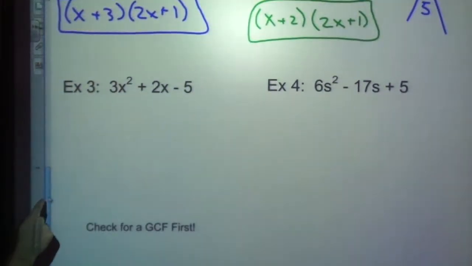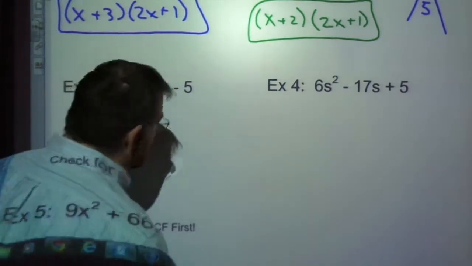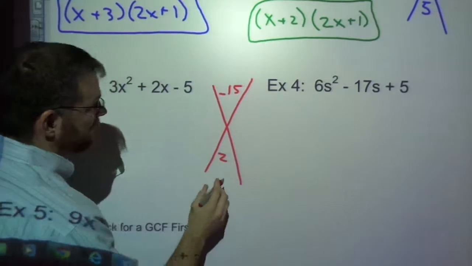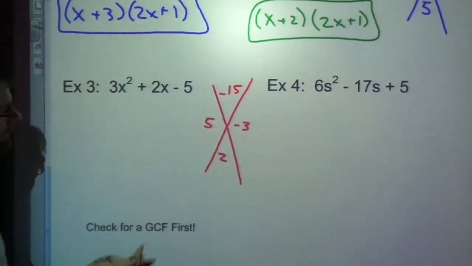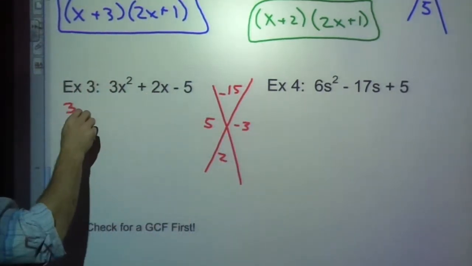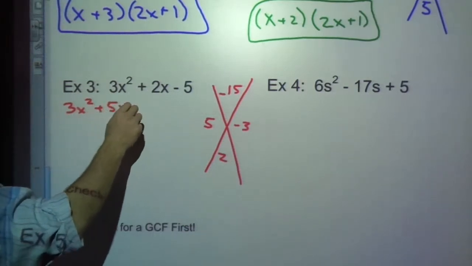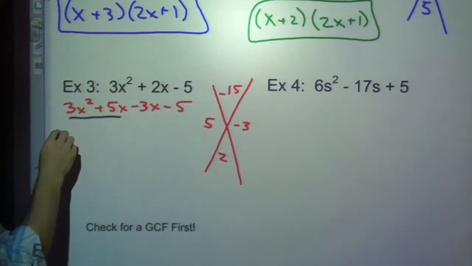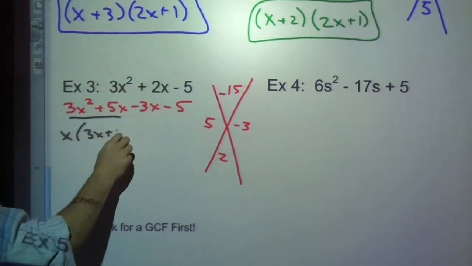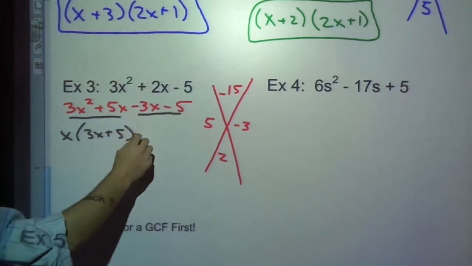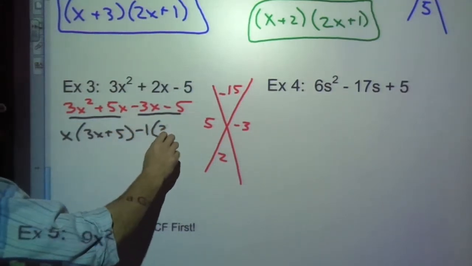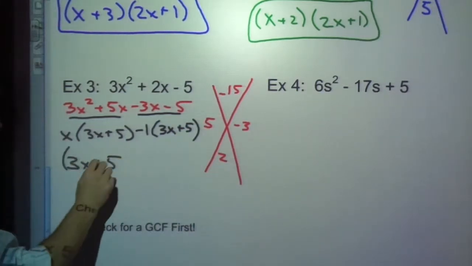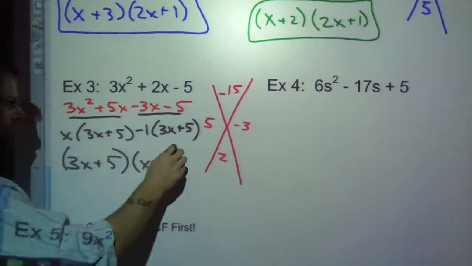Something like this. Multiply to be negative 15 that adds up to be 2. That is 5 and negative 3. So I replace the 2x with 5x minus 3x. And now I'll do my grouping. There's x's in common there. There's nothing here, but I will pull out a -1 so that the signs match up to be the same. So that leaves me 3x plus 5 and x minus 1.